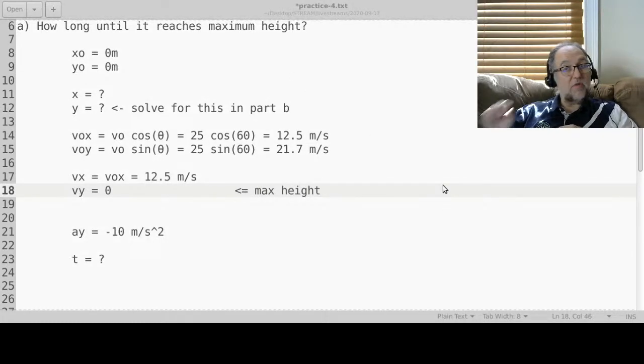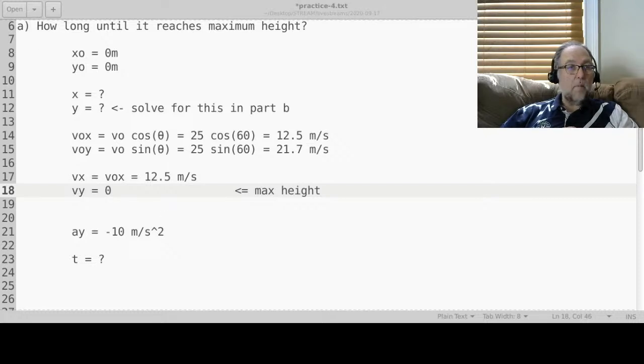Maximum height occurs not when your velocity is 0, but when the y component of the velocity is 0. Okay? And so you could take that almost as a definition. Whenever you see a problem that says at maximum height, Vy is equal to 0, and then proceed like that. And so that's how we got that one.